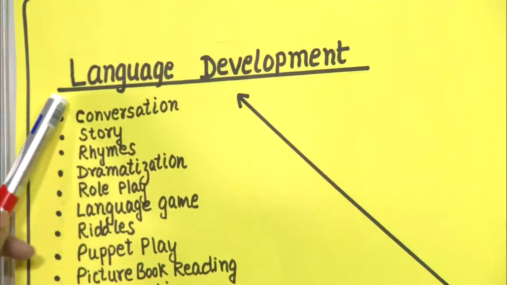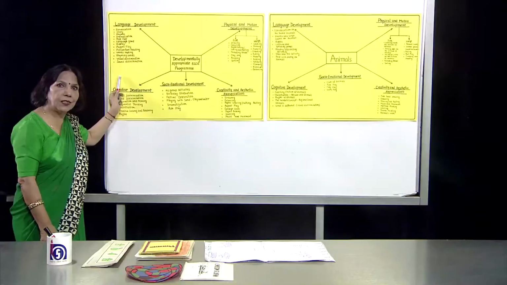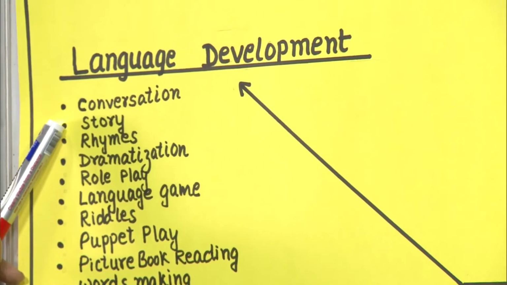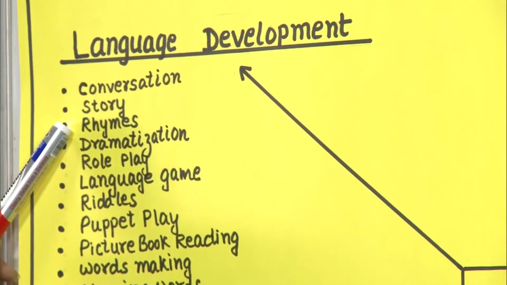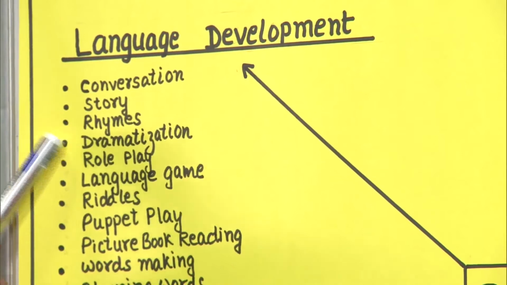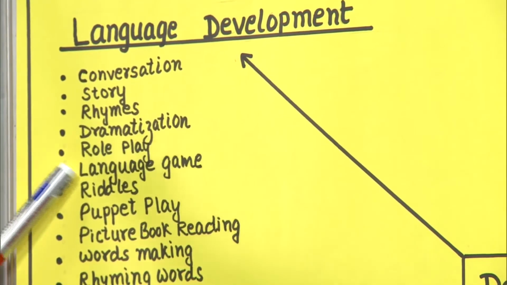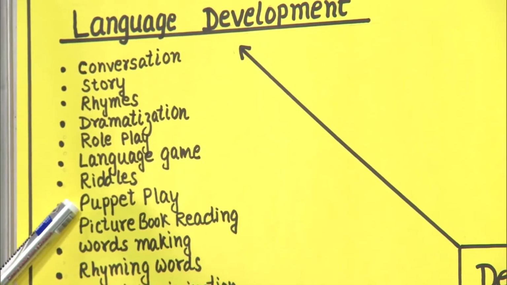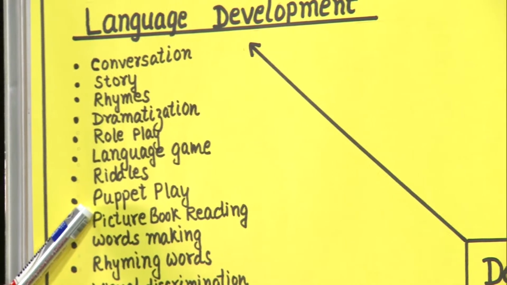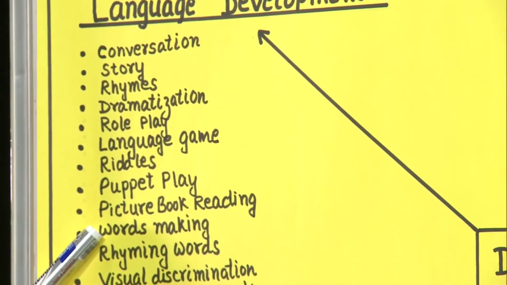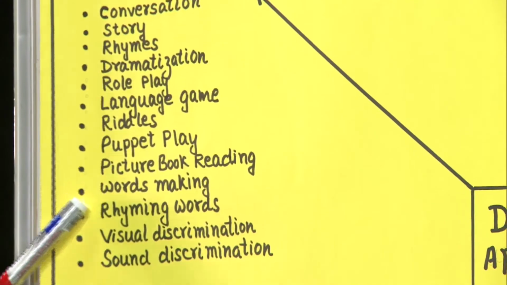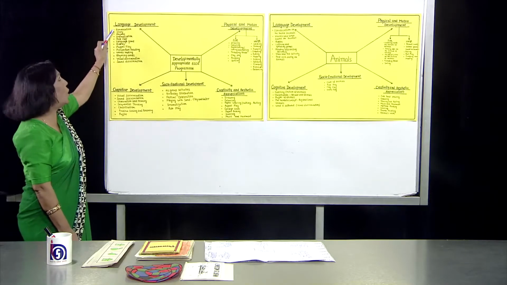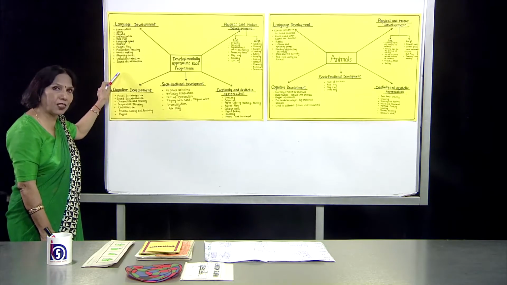So, for language development, what are the activities which are written here? Just see: conversation, story, rhymes, dramatization, role play, language game, riddles, puppet play, picture book reading, words making, rhyming words, visual discrimination and sound discrimination activities. All these activities are for language development.